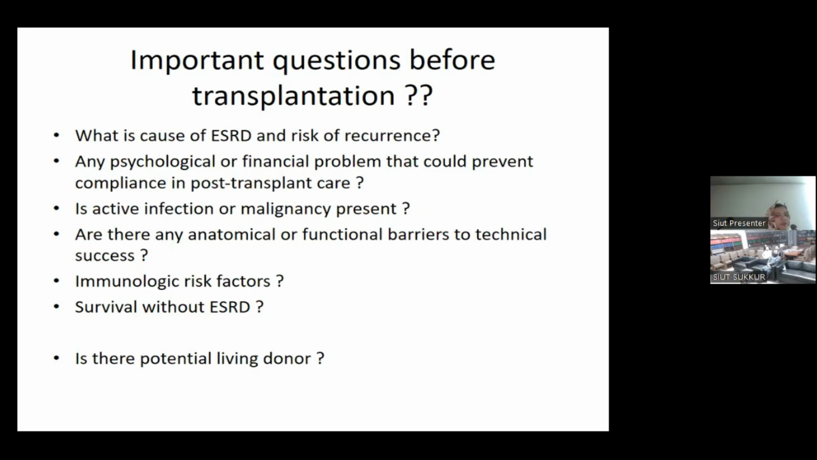So there are some important questions that should be answered before a patient goes for transplantation. What is the cause of end-stage renal disease in a particular patient, and what are the risks of recurrence? Are there any psychological or financial problems that could prevent compliance in post-transplant care? Is active infection or malignancy present? Are there any anatomical or functional barriers to technical success? Are there any immunological risk factors? What would be the survival of the patient without transplantation? And the important question, especially in our setup, is there any potential living donor?